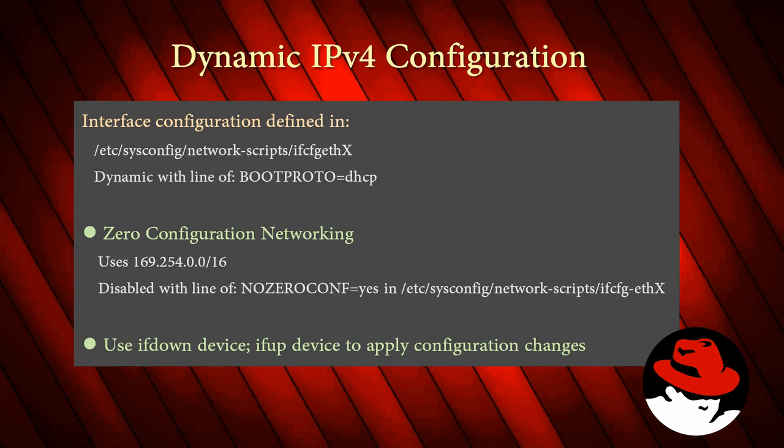Zero configuration of networking is used with 169.254.0.0/16. We have to configure the host and network sections of the IP. If you're good in networking, you would understand what I'm talking about, the subnet mask and these things, the class A, B, C, D. These are the terms that are used in IP address configuration. You can disable the lines and so on. You can use ifdown device and ifup device to apply configuration changes.